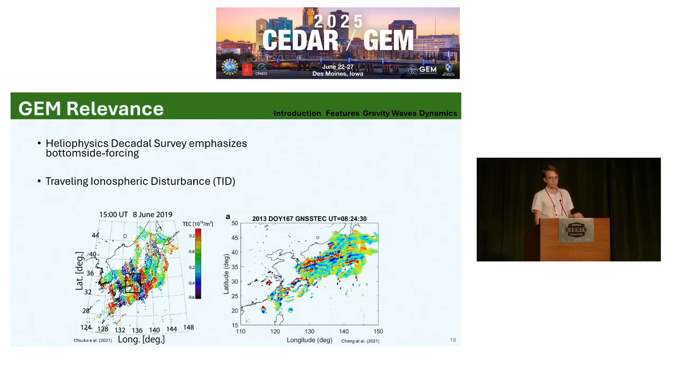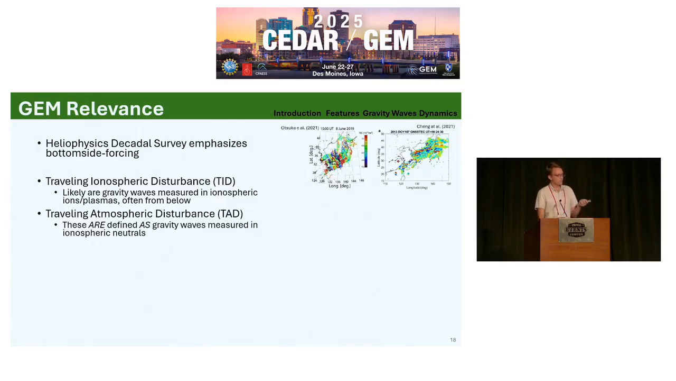So, traveling ionospheric disturbances. If you're not already familiar with these, you will definitely be after this conference. Very hot topic of study. TIDs are not necessarily gravity waves, but they share a lot of the same features, and I believe the community generally believes a lot of them are gravity waves. They are signatures of gravity waves measured in ionospheric parameters. Traveling atmospheric disturbances are gravity waves measured in the same region, but from the neutral species that we're measuring.